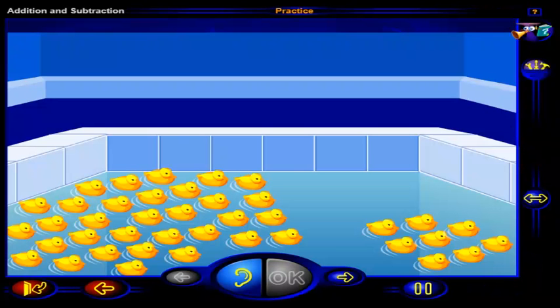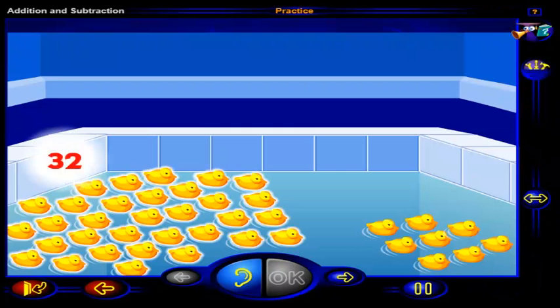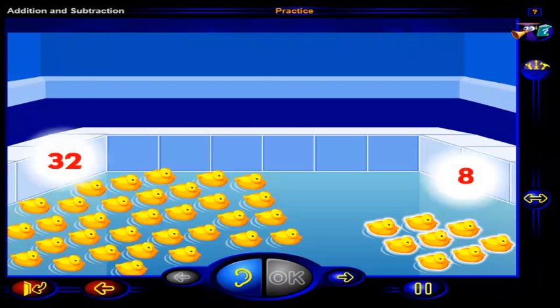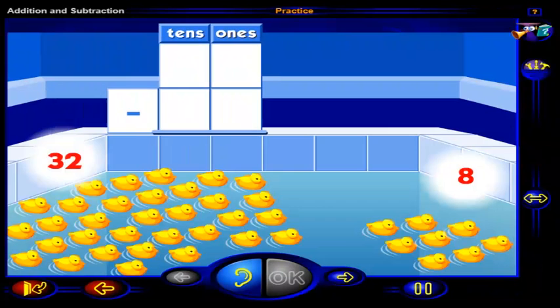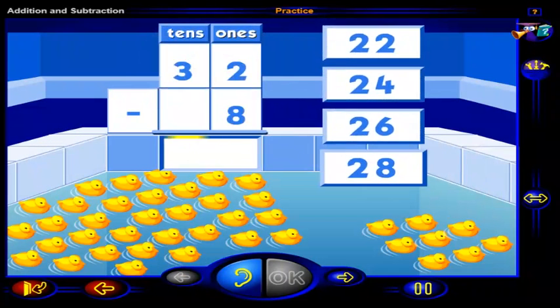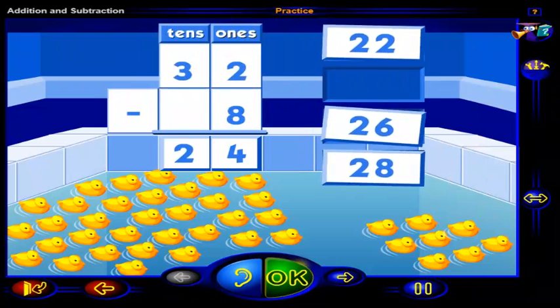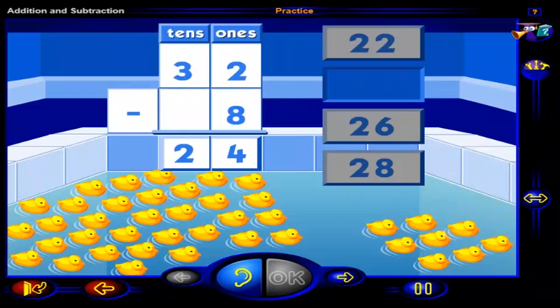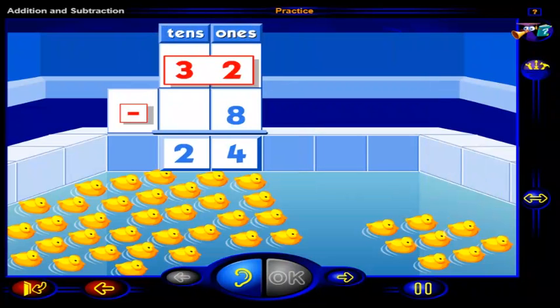There are 32 rubber ducks here and 8 rubber ducks here. What is the difference between 32 and 8? Drag your answer here, then click OK. That's it! The difference between 32 and 8 is 24.